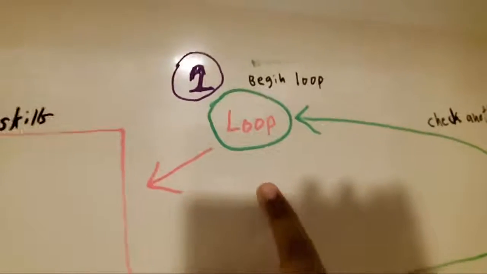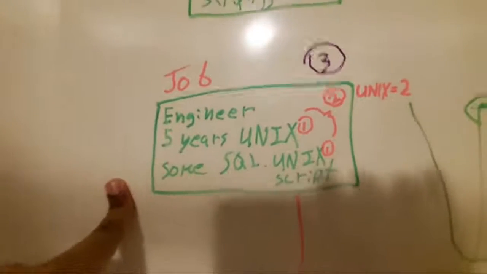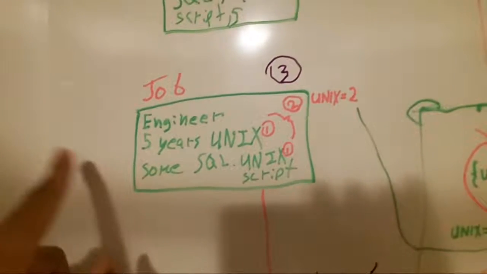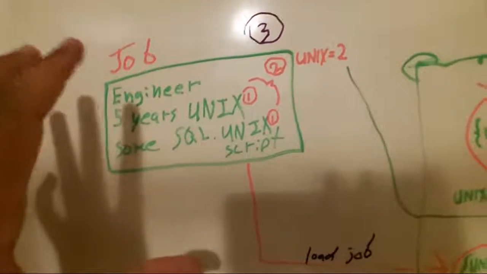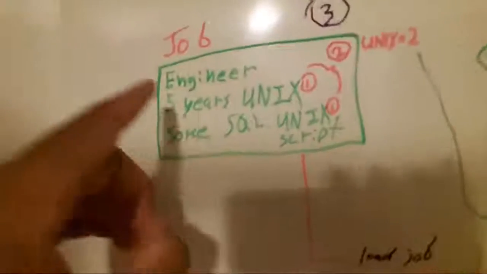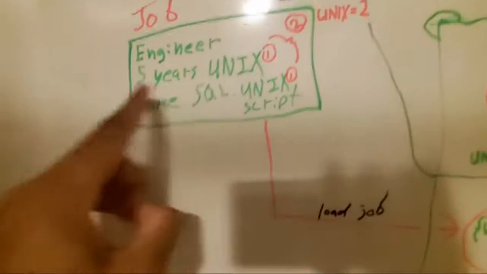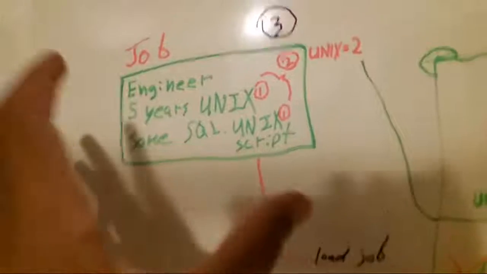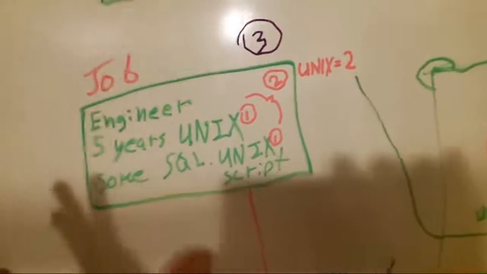So we start the loop here. And the first function that we're going to run now is the job ingester. So there's going to be a function that's going to take the job description and convert it into a usable format. So you have, we're looking for an engineer, we want 5 years of Unix and such, whatever. So in order to convert this into a data structure, what we're going to do is a keyword search.